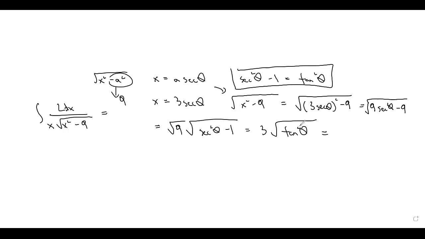Okay, so square root of tan squared is tan. So 3 tan theta. Let's just check that's right. Yep, so far so good. So we have x, we have the square root part. We need dx. So dx equals 3, so what is the derivative of secant? I think it's secant tan. Yeah, secant tan. Let's do that. Secant theta tan theta d theta.